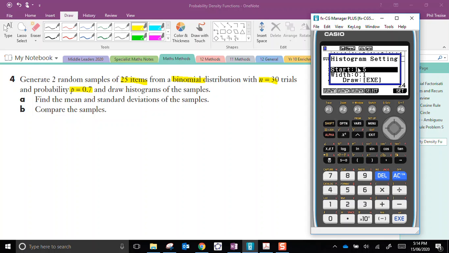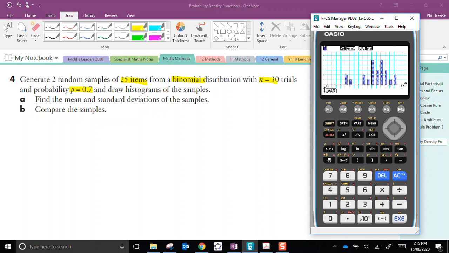Now because this was 30 trials, it's binomial, then I probably don't want to have a start of 1.5. The expected value of this, 0.7 of 30, is 21. Now of course there'll be some higher and some lower. I might start from about 12.5, and I'll have a width of 0.5 because these are going up in whole numbers. Let's see how that looks.